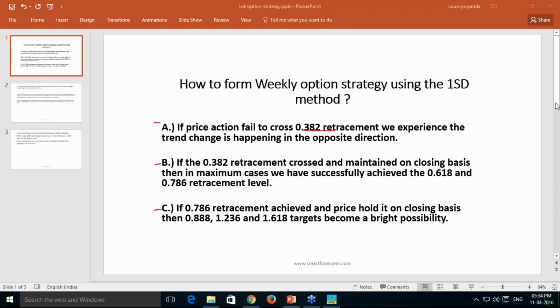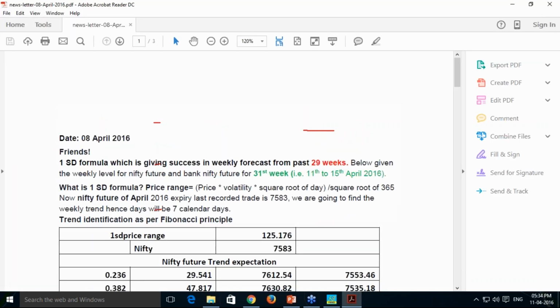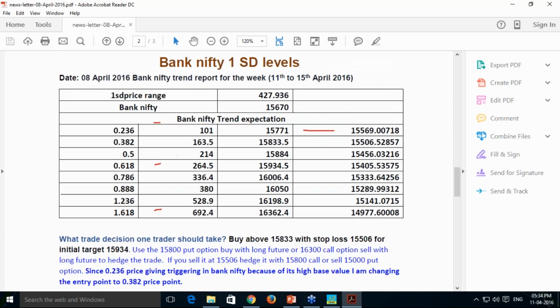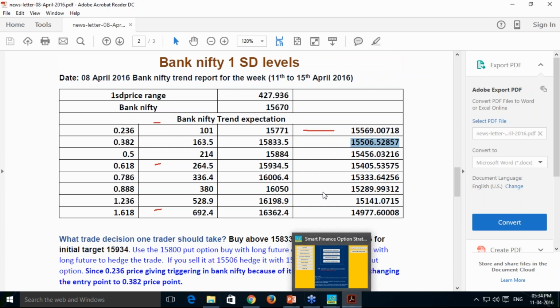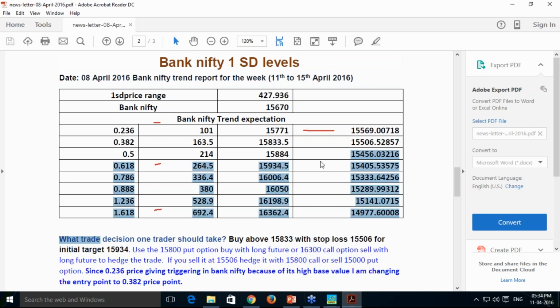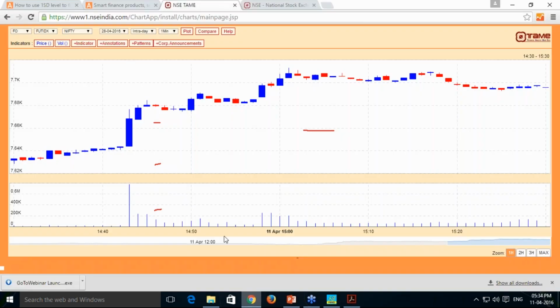This is what happened today also. If you look at the Bank Nifty weekly levels, 0.382 is 15,506. It went below that, touched 15,480 in the next 1 second, then bounced back. Within 1 minute itself all these actions ended. The 506 break and the 480 achievement happened in a 1 minute sequence only. That also I am going to show you here.